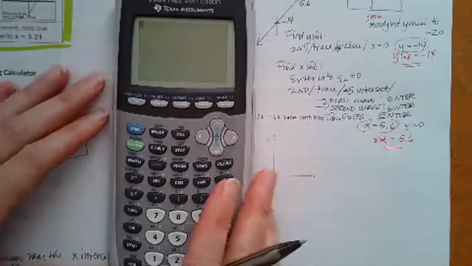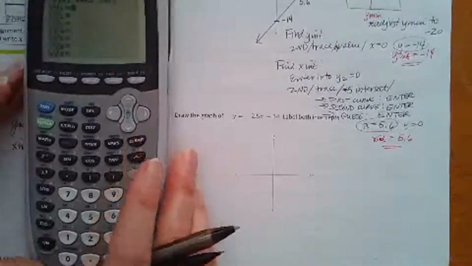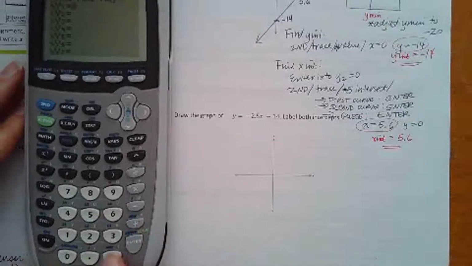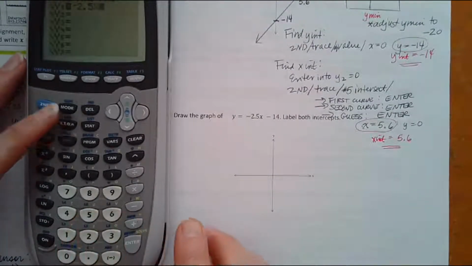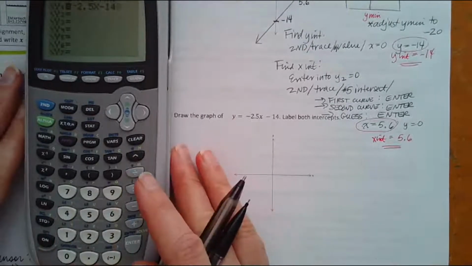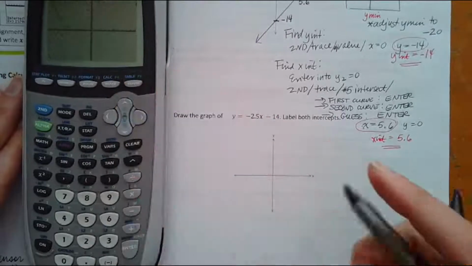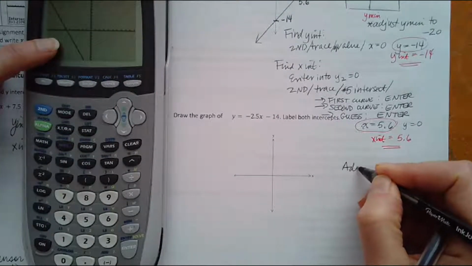Okay, so I'm going to go to my y equals screen again. Negative, remember the negative button is underneath the 3. -2.5x minus 14. Press graph again. Same thing happens, right? I'm going to do the same thing. Adjust window settings.